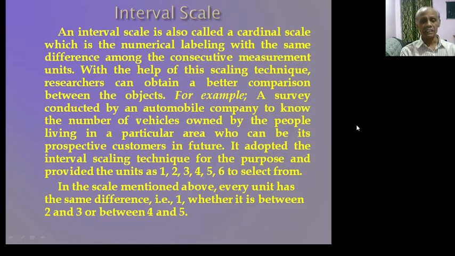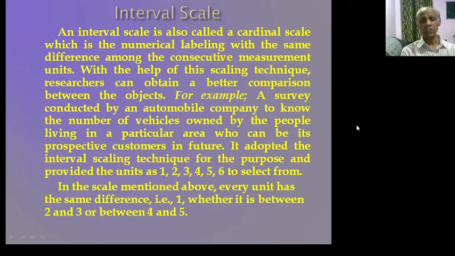For example, a survey conducted by an automobile company to know the number of vehicles owned by the people living in a particular area like Varda, who can be prospective customers in future. It adopted the interval scaling technique for the purpose and provided the units as 1, 2, 3, 4, 5, 6 to select from. In the scale mentioned above, every unit has the same difference, that is 1, whether it is between 2 and 3, or between 4 and 5, or between 5 and 6, and so on. So here the difference among the options is only one.